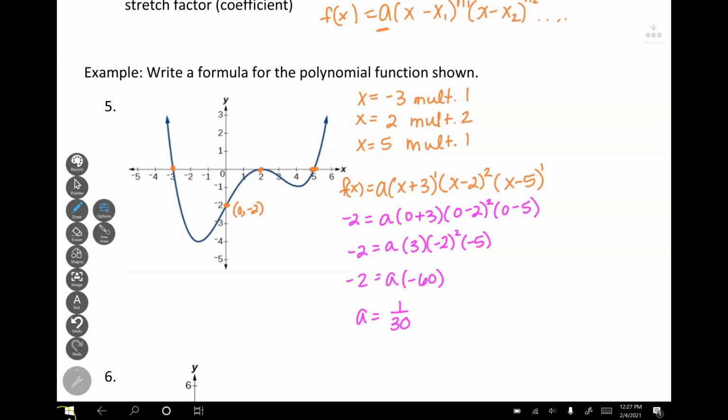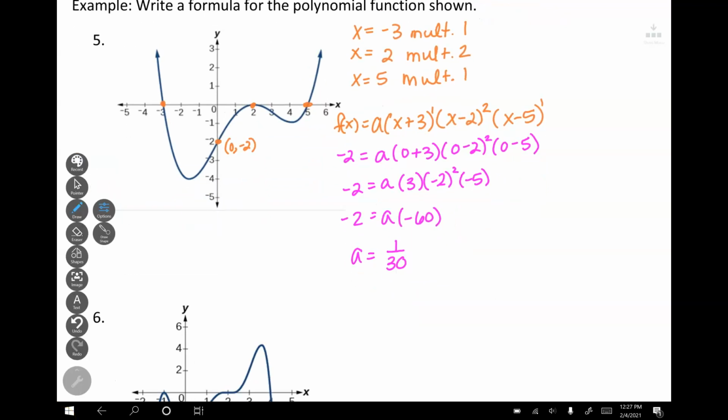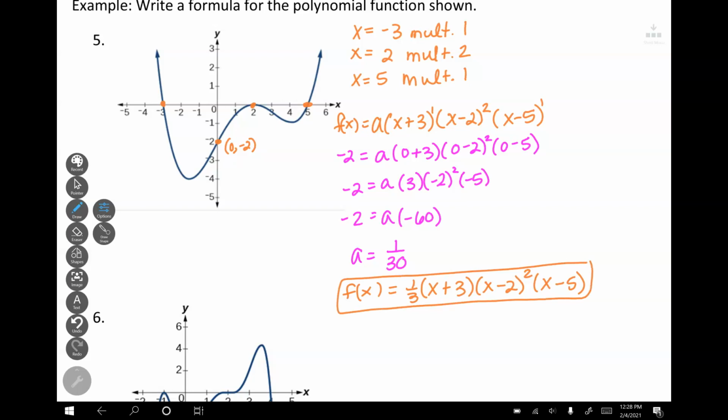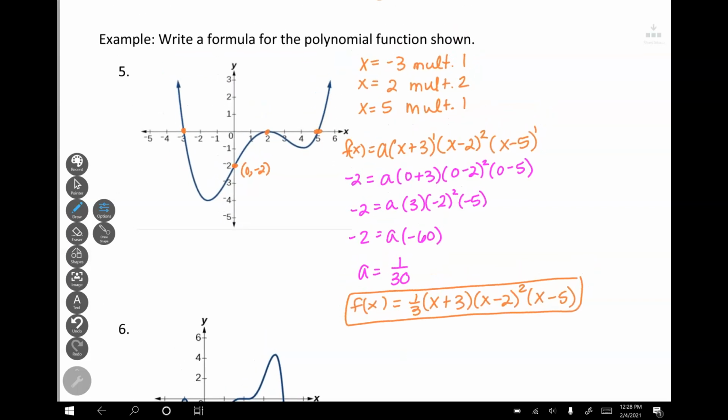All right, now that we know what a is, we can write the polynomial function. We're going to leave it in factored form just because I'm nice. We could multiply everything together to get it in standard form, but that would be a lot of work, so we're just going to leave it like this. So you could distribute that 1/3, FOIL everything together one at a time like we've talked about in the past to get it in standard form, but we'll just leave it in factored form. And that would be the formula for the polynomial function.